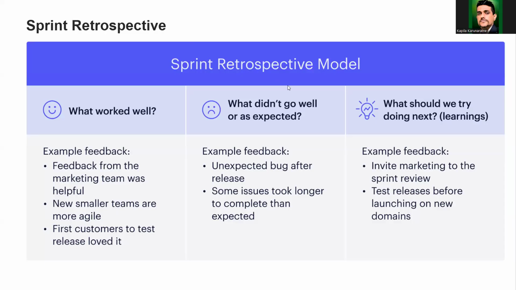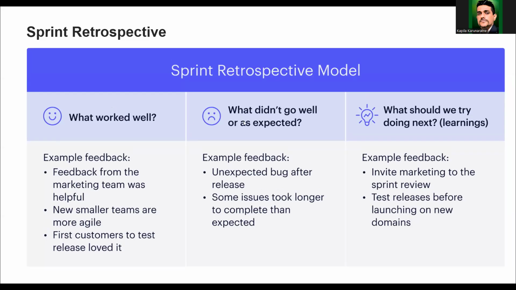This is what we will do in the retrospective meeting. We will list down what worked well, what didn't go well, and what we should have done differently. These are the three areas. This is a very open discussion, where we openly tell what worked well, what didn't, and what we should do differently. I think this is a very good model.